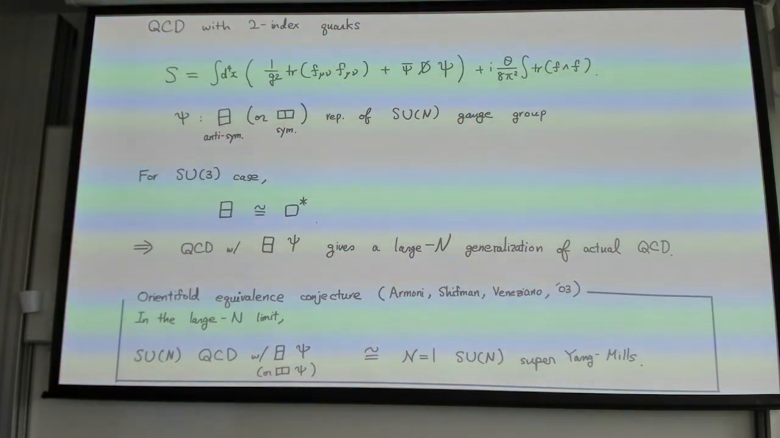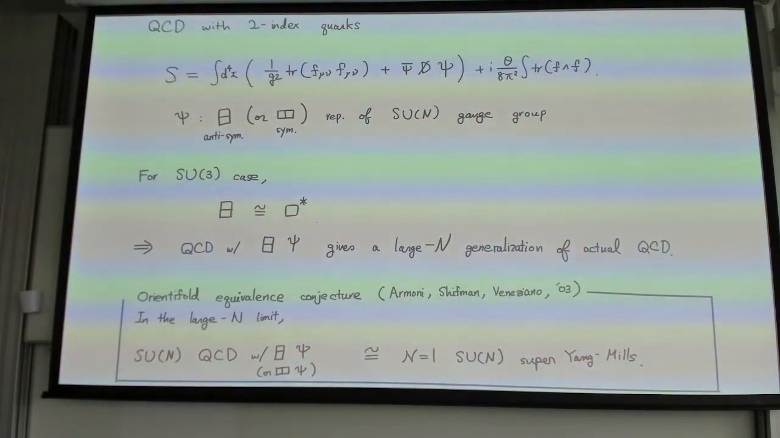So although this theory is not supersymmetric and it's quite difficult to solve even in the large N limit, if this orientifold equivalence conjecture is true, then you can use knowledge of super Yang-Mills theory to understand its dynamics. So in that sense, this kind of two-index generalization of QCD is quite interesting.